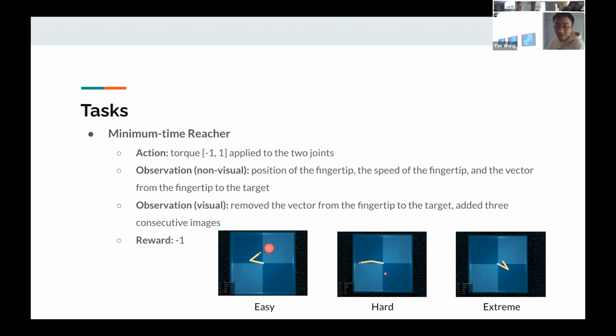Minimum time reacher has 3 subtasks: easy, hard, and extreme. The size of the target is largest in the easy task, and the size of the target is virtually a point in the extreme task.